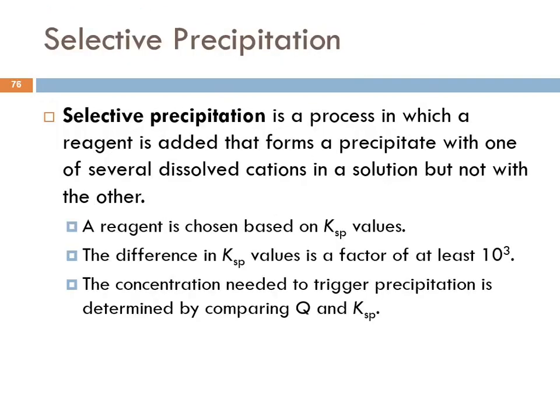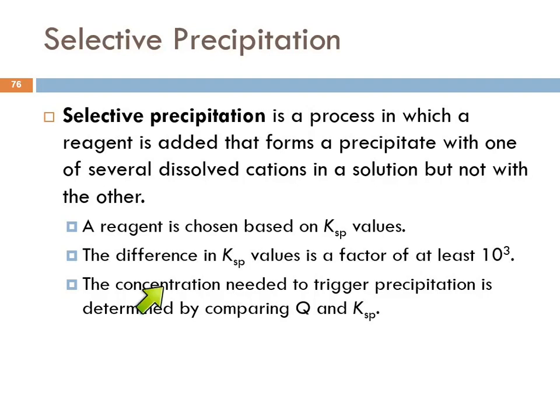Selective precipitation. That's a process in which we're adding a reagent that will precipitate one of the cations that are dissolved in the solution, but not others. So it's selective. That reagent is chosen by examining Ksp values. If you find something with a very low Ksp value, it's going to be very insoluble, right? And so that will precipitate out. Something with a higher Ksp value may stay in solution.